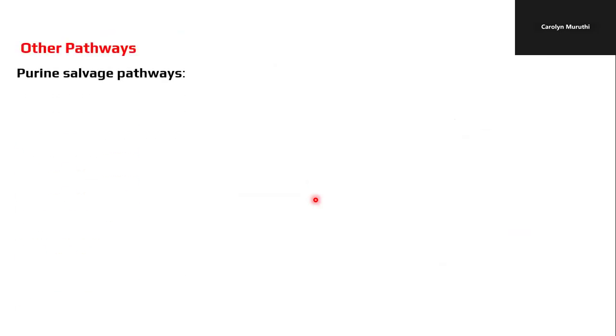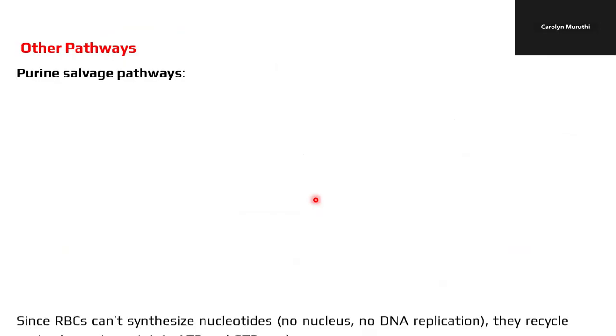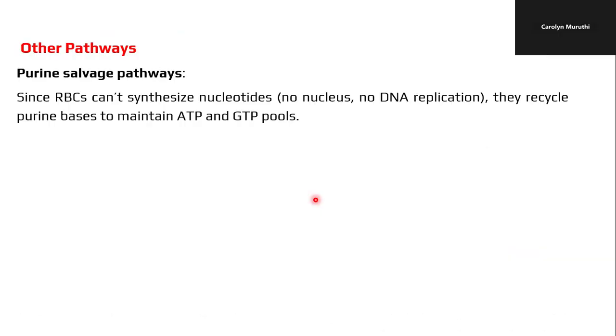Other pathways related to the erythrocyte include the purine salvage pathway, and this is very important because erythrocytes cannot synthesize nucleotides since they lack a nucleus, as earlier said. And so they recycle the purine bases to maintain ATP and GTP pools.